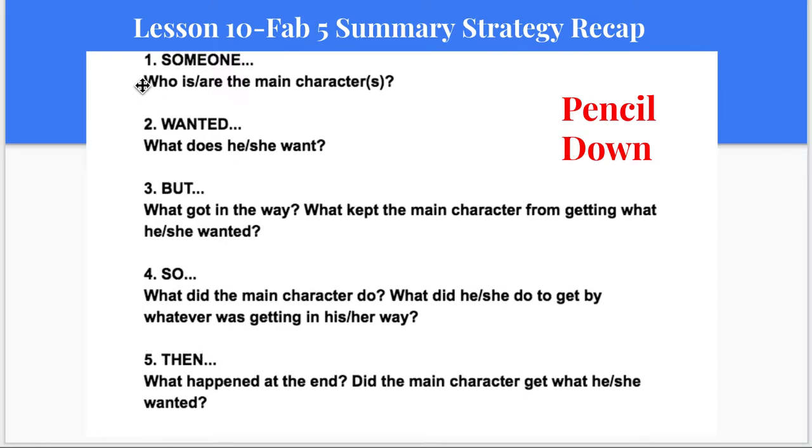You have to answer, who is or who are the main character or characters? What does he or she want? But is always your problem. What got in the way? What kept the main character from getting what he or she wanted? So is your solution. What did the main character do to get by whatever was getting in his or her way? Then, what happened at the end? Did the main character get what he or she wanted? Once again, this was your Lesson 10 Fab 5 Summary Strategy Recap.